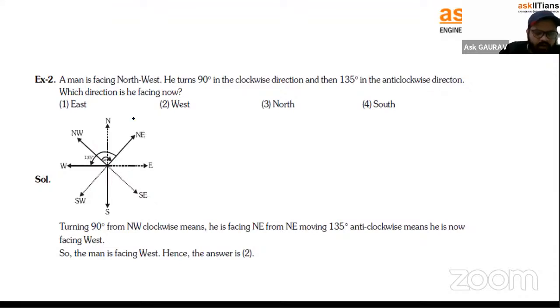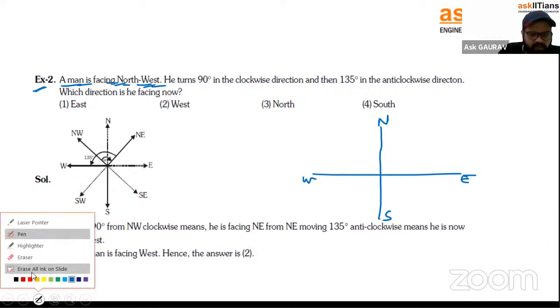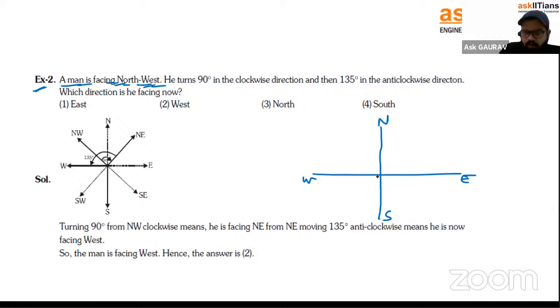Okay, now again, question number 2. A man is facing northwest. What is northwest? This is north, this is south, this is west, and this is east. So northwest means this part. A man is facing northwest.